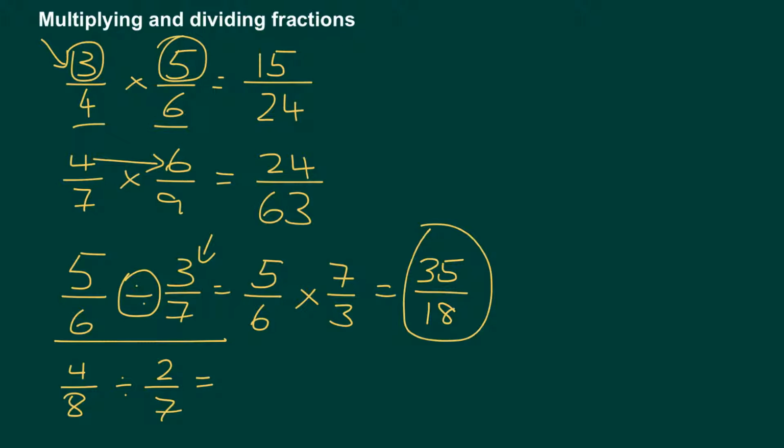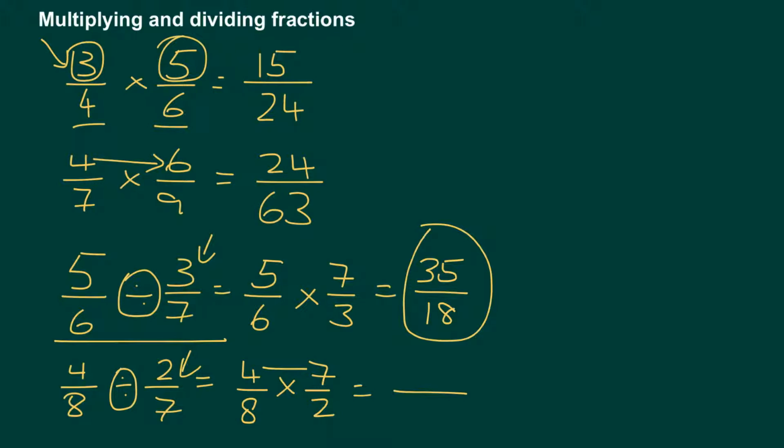Again, step number 1, we copy out the first fraction, 4 over 8. Step number 2, we change the sign here to a multiplication. Step number 3 is we flip the second fraction over. So the numerator becomes the denominator, and the denominator becomes the numerator. So in this case, it becomes 7 over 2. And now, again, we have a simple fraction multiplication. So we have 4 over 8 times 7 over 2.